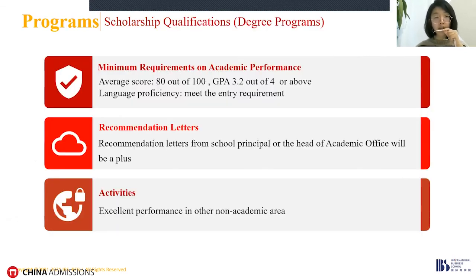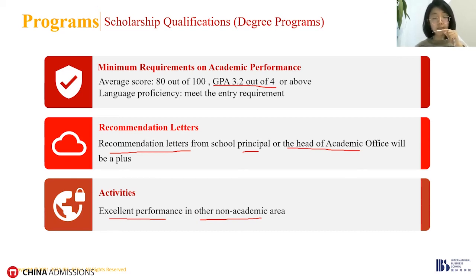Okay, so how can you apply for the scholarship? If your GPA is above 3.2 out of 4, you can apply. And if you have a recommendation letter from the principal or from the head academic office, it will also help you to apply for the scholarship. And if you have other certificates, like you won some kind of competition or you did some volunteer work, it will also help you. And the last one, but the most important one, I suggest that you apply as early as possible, because the earlier, the better.